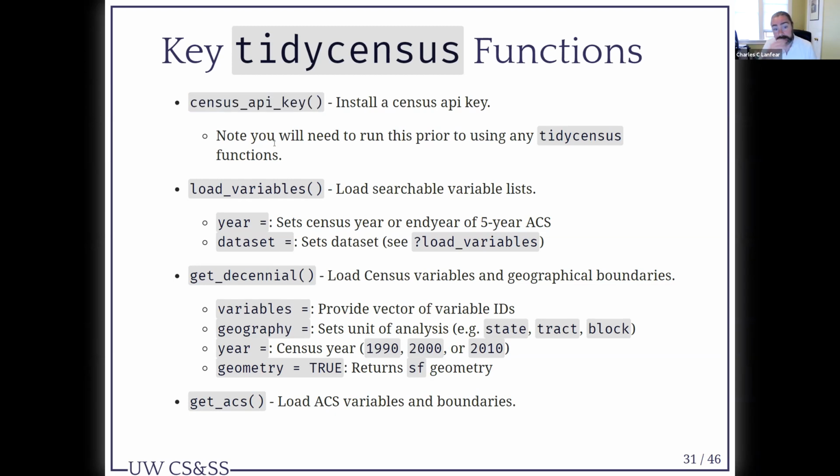Anyway, next, useful functions. Load variables will load a searchable list of census variables from whatever data source you're after. So you might say something like year equals 2015, and that will be the end year of the 2015 ACS data, American Community Survey data. You can then say which data set you want. You can get the documentation for load variables to see your options.